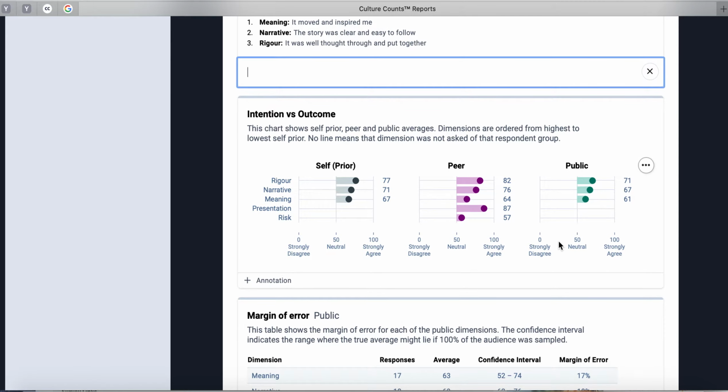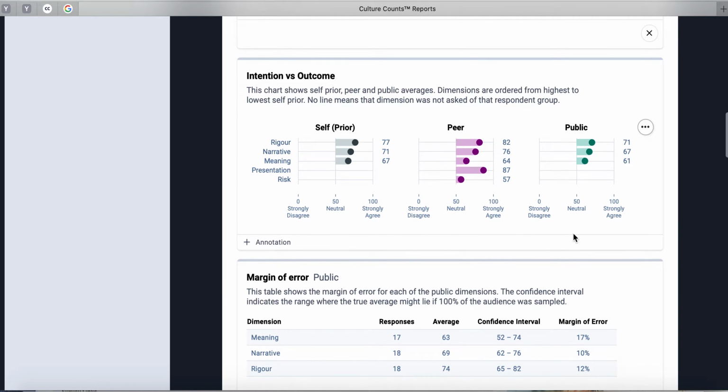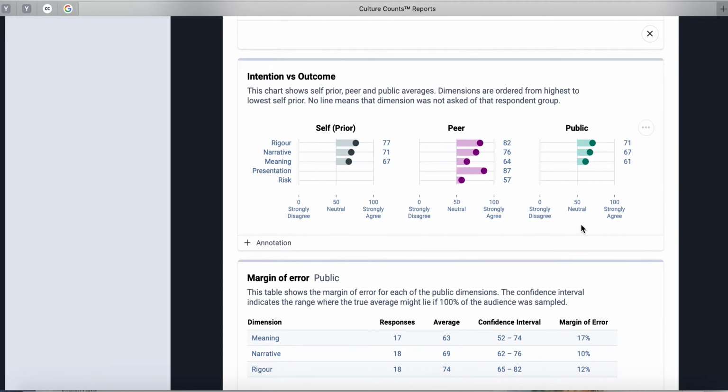Now we have here the intention versus outcome. So what we have here is that the different dimensions are shown down the left-hand side: rigour, narrative, meaning, presentation, and risk. And again, you are able to see the averages for the different dimensions and the different respondent groups.